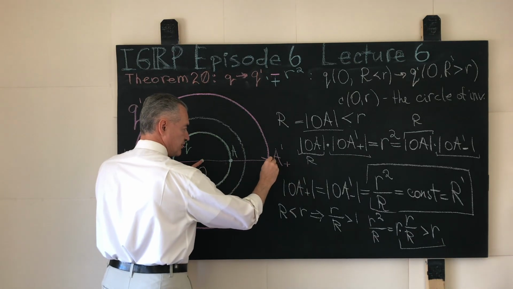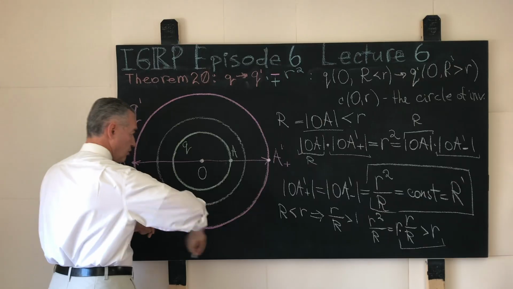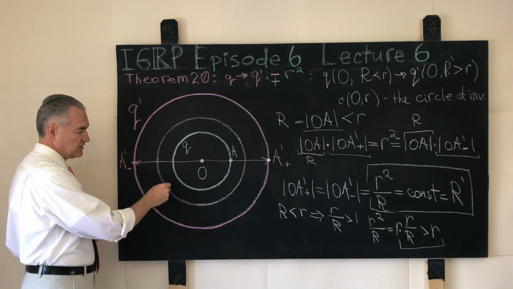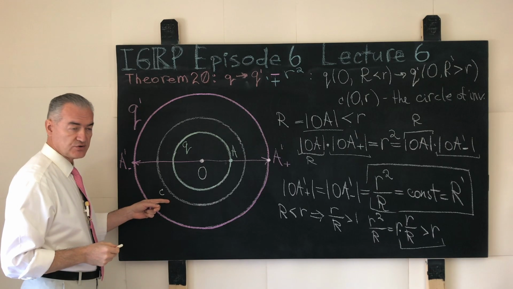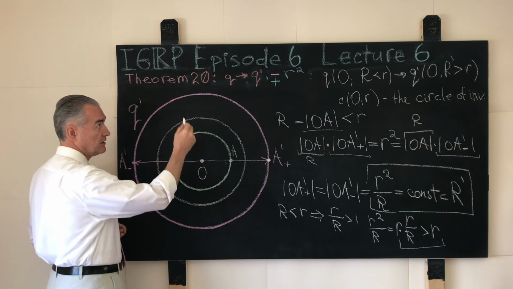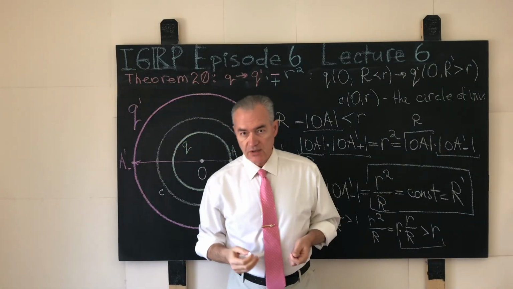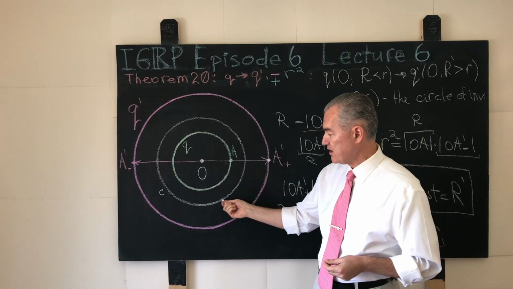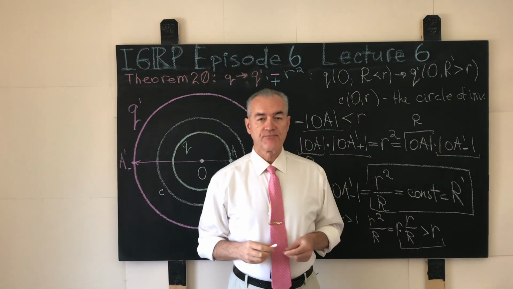Open up your compass to this distance, A prime plus or A prime minus, and draw a circle, and the circle thus constructed will be precisely the image of the given circle Q that is concentric with the circle of inversion C and is located strictly inside of the circle of inversion. And it is now evident that the next theorem, theorem number 21, will look at the opposite situation, when our original circle is concentric with the circle of inversion C, but is located strictly outside of that circle.